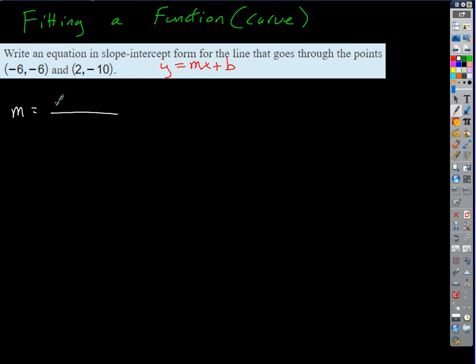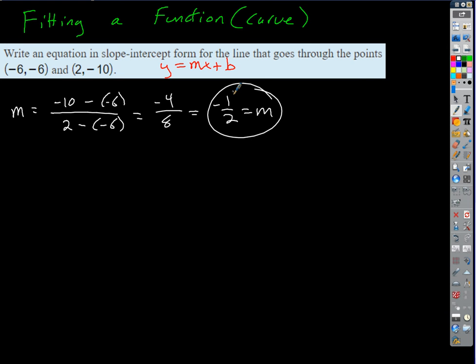Okay, so what are those? Just give me numbers. -10 minus -6 over... Okay, so what's that give us? -10 minus -6 is -4. 2 minus -6 is 8. So that gives us -1/2. So there's m, right?